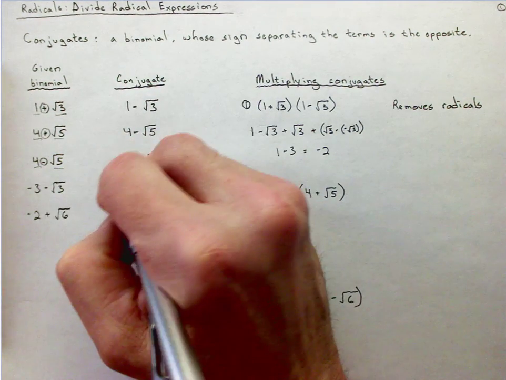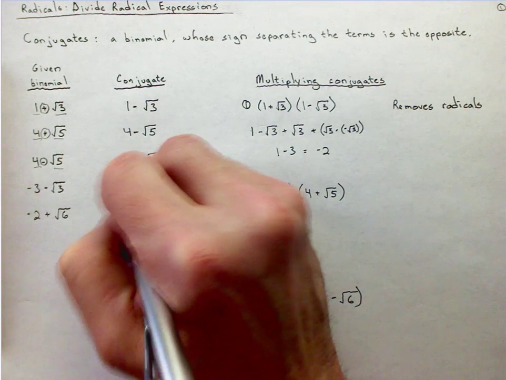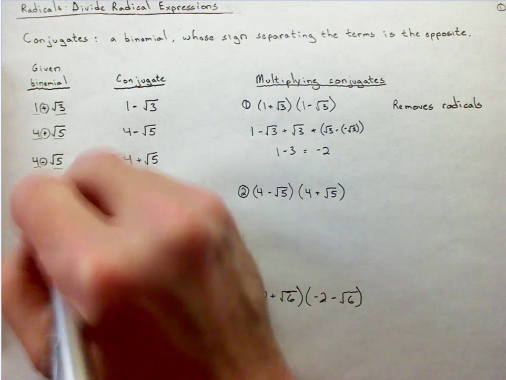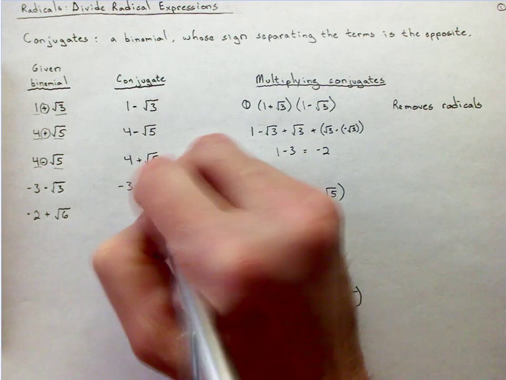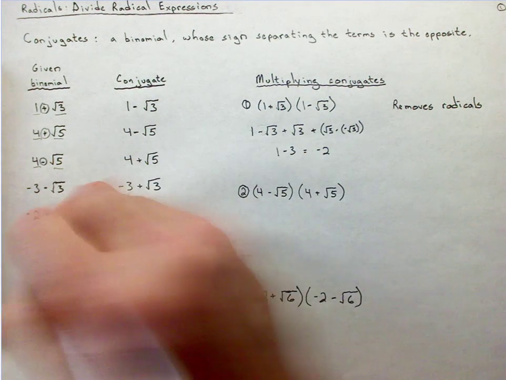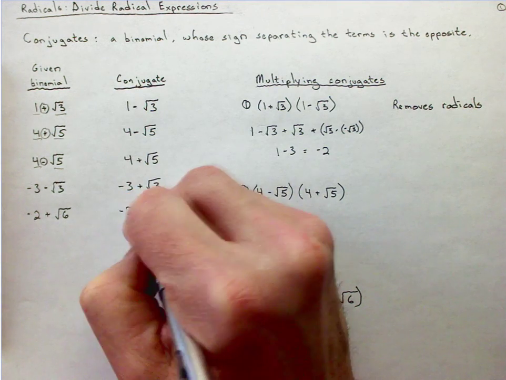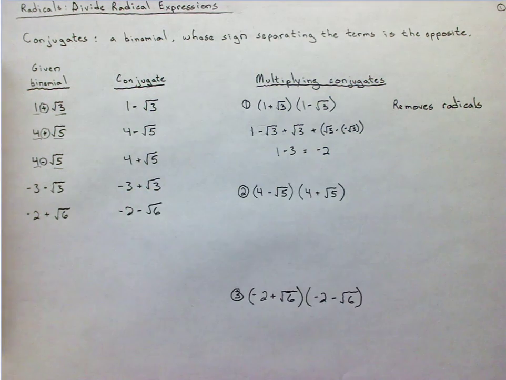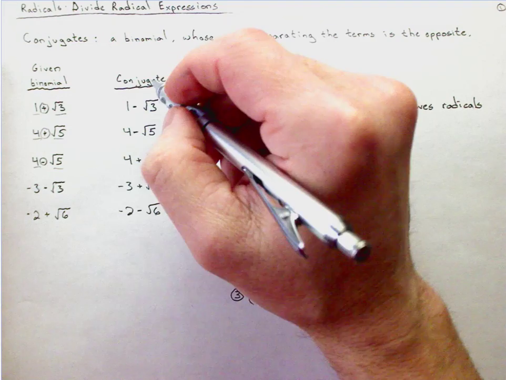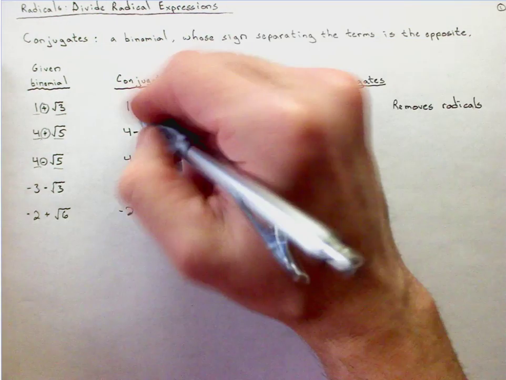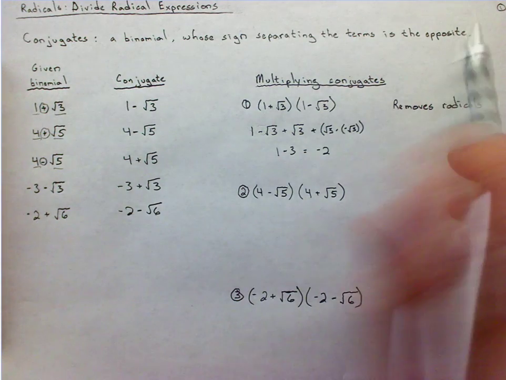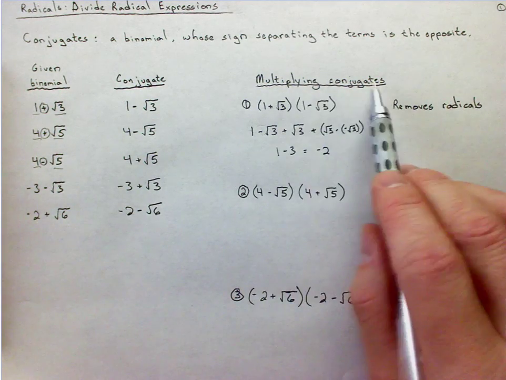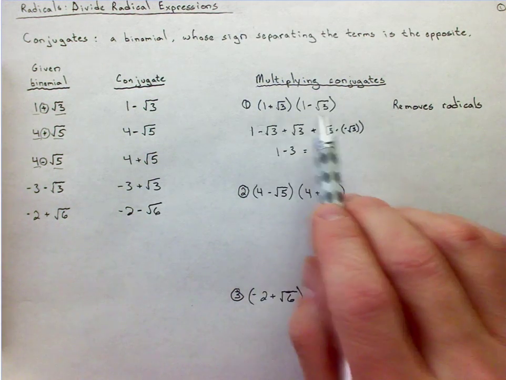For this one here, it's still a negative 3. There's nothing to do with the sign that's on the first term. It's just the sign separating the two terms. So plus square root of 3. This negative 2 minus the square root of 6. And this is important to be able to determine the conjugate. The sign in the middle is what's important. You change them. Because what happens, let's look at multiplying conjugates for number 1.